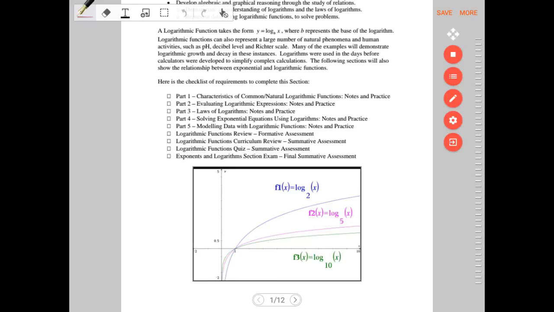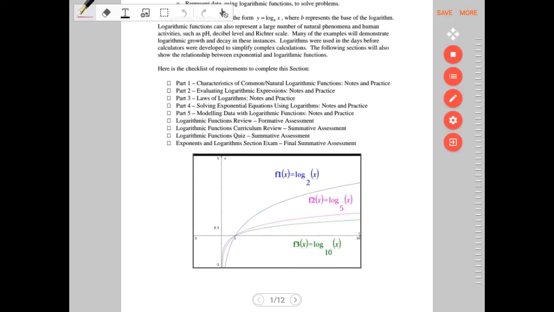To complete the section, you will have one formative assessment, the logarithmic functions review, as well as 3 summative assessments, those being the curriculum review, the quiz, and the exponents and logarithms section exam, which of course is a final summative assessment on chapters 6 and 7. Let's get started.